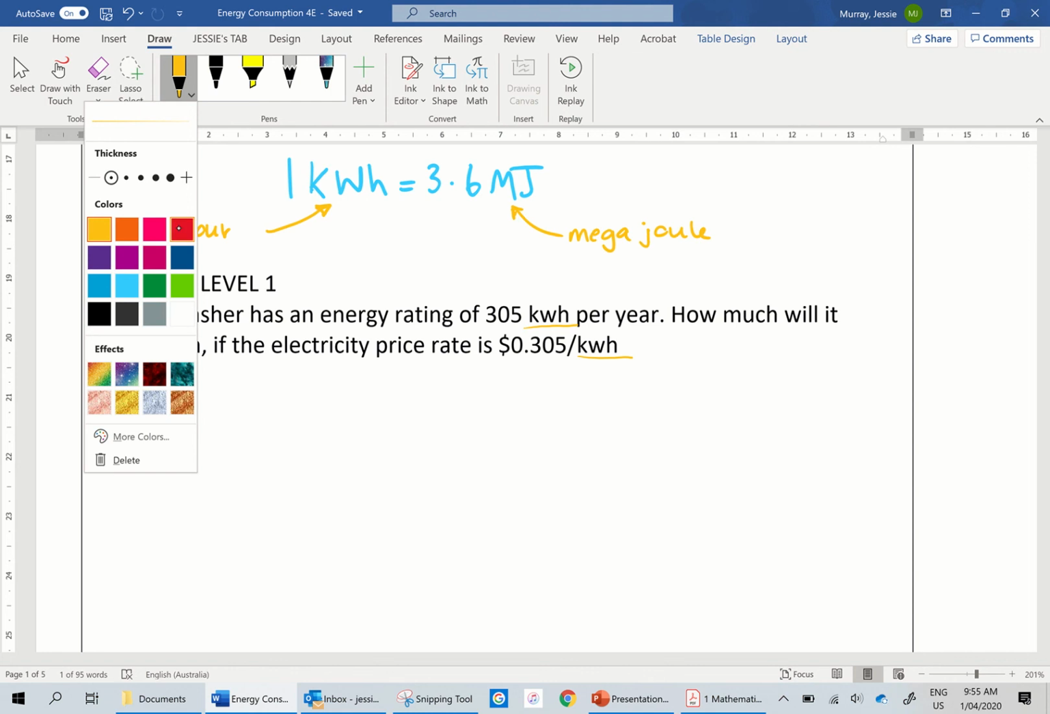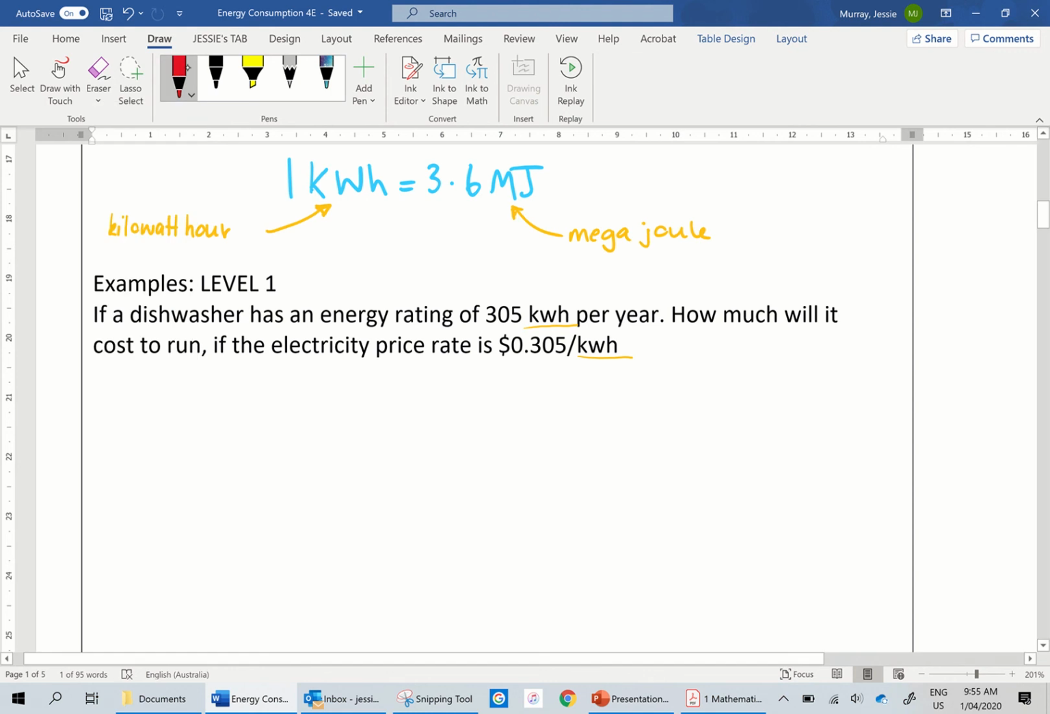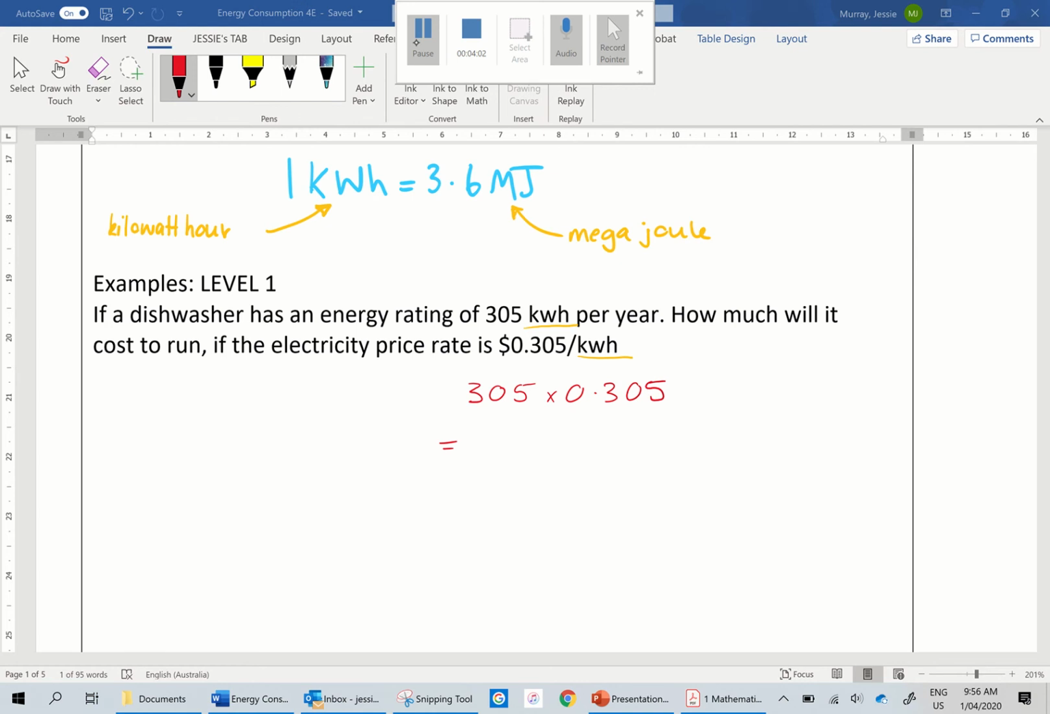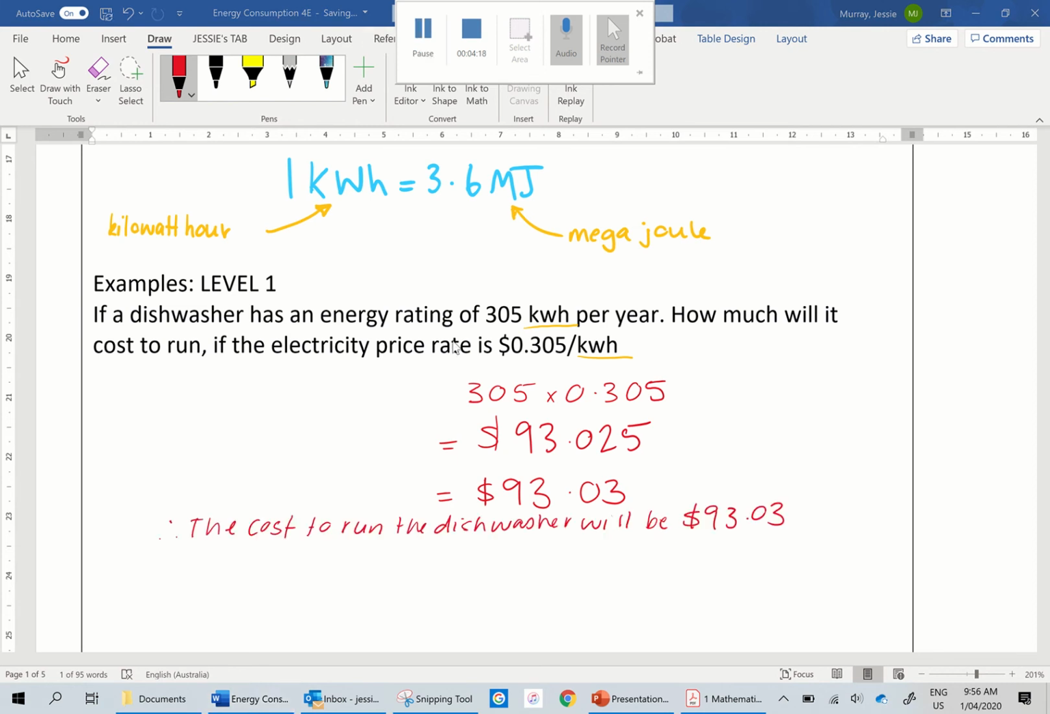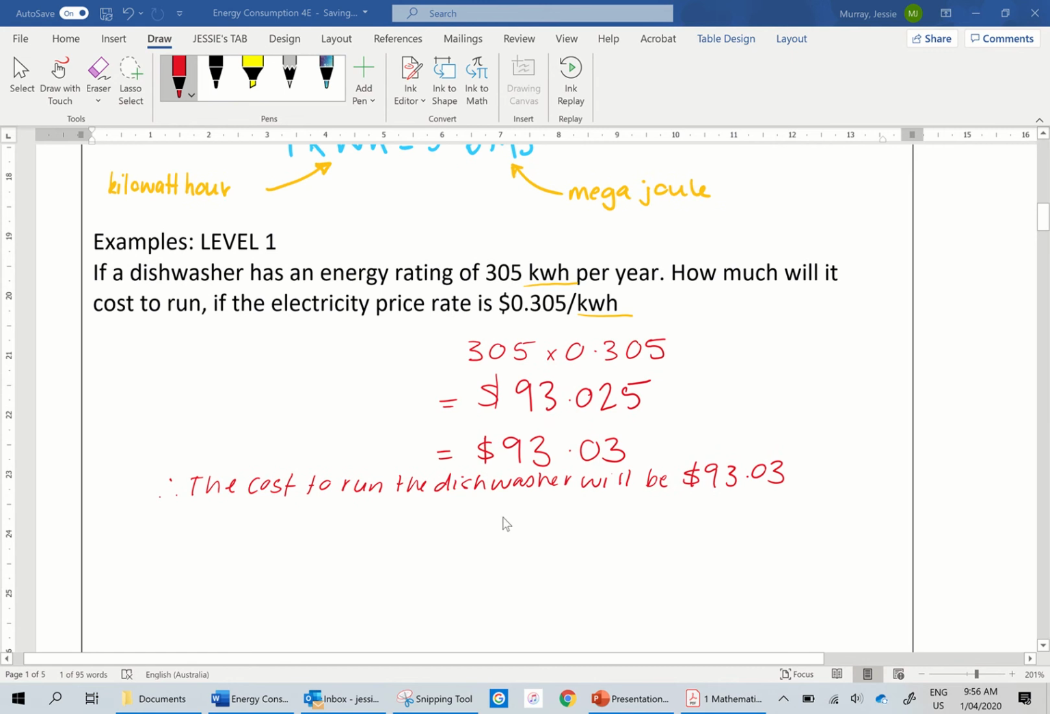So all I'm going to do is say, okay, they're both in the same unit. So if I am running this dishwasher for 305 kilowatt hours and it costs me this much per one of them, it's just going to be a simple multiplication. And that will tell me my price. So I get 93.025. Now again, with money, we usually have money in terms of 2 decimal places. And again, I would always be putting that therefore statement, just like I have there. Okay, so nice and easy.